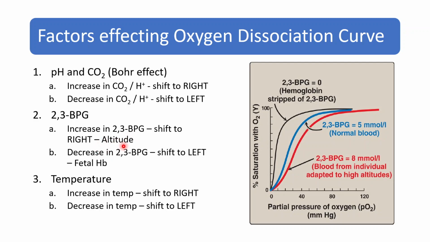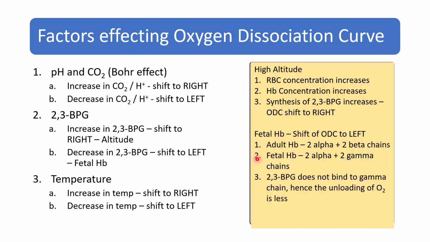So when we go to high altitude, there is increased production of 2,3-BPG, which shifts the oxygen dissociation curve towards the right, so that more oxygen unloading from the hemoglobin takes place, and the tissues can get oxygen at high altitude levels. Let us see what are the factors which help us to adapt at high altitude, where the oxygen concentration is less and blood pressure is less.